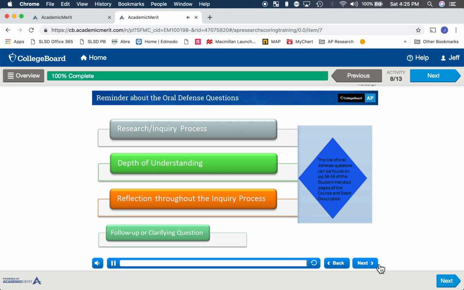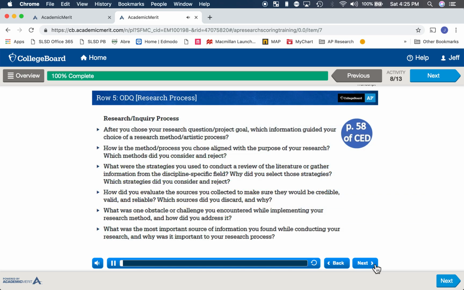Just a suggestion. So, the oral defense question, ODQ, for row 5 of the rubric pertains to the student's research process, which encompasses the choosing of their topic, the use and incorporation of sources for their lit review, their choice of method, the interpretation of evidence generated via their method, and the final development of their conclusion. In other words, their entire research process.